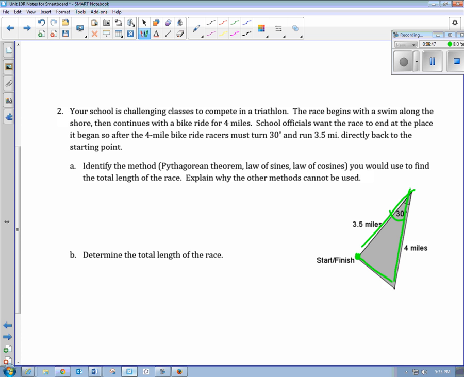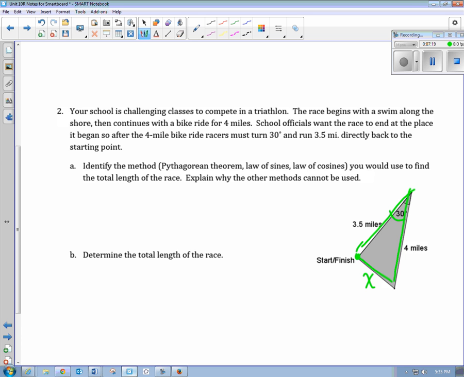In this particular question, we are supposed to identify which way we want to go to find the total length of the race. Are we going to use Pythagorean theorem? Law of sines? Law of cosines? We have to put a little thought into this. I know that I have to find this measurement here, because the whole race works its way around that triangle.